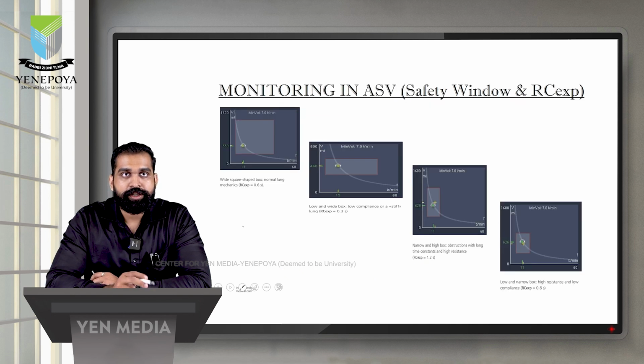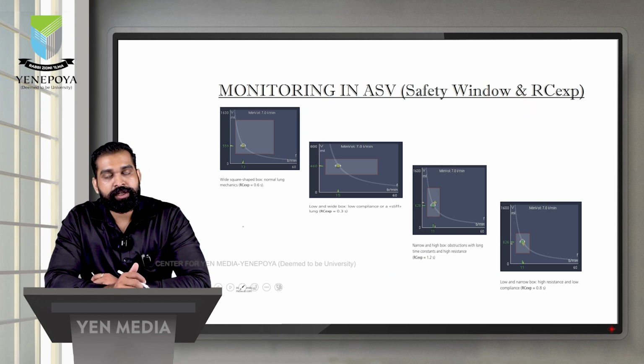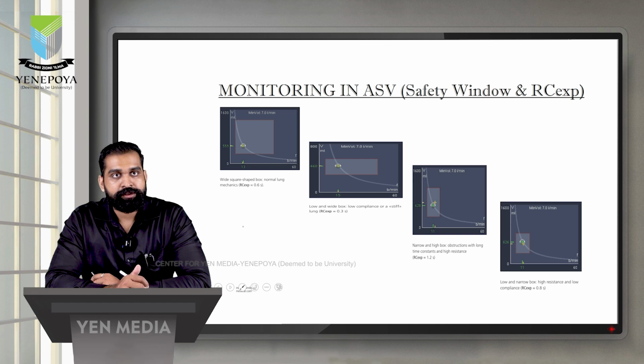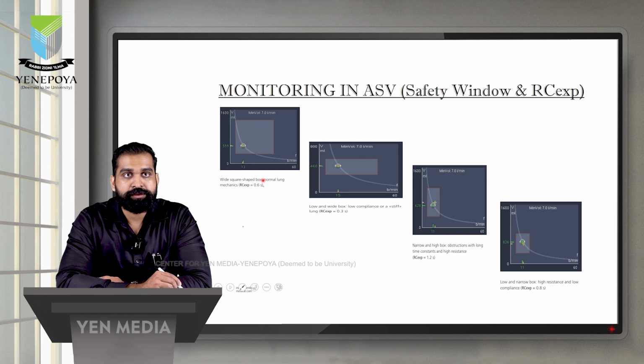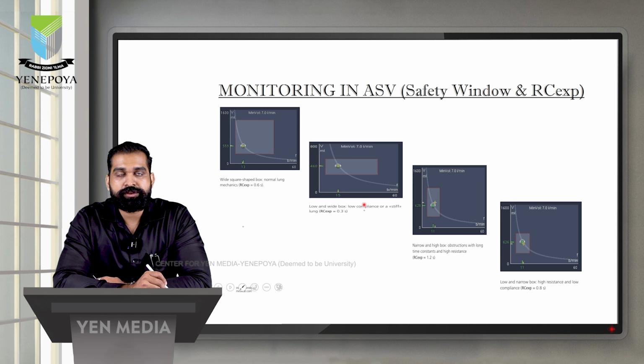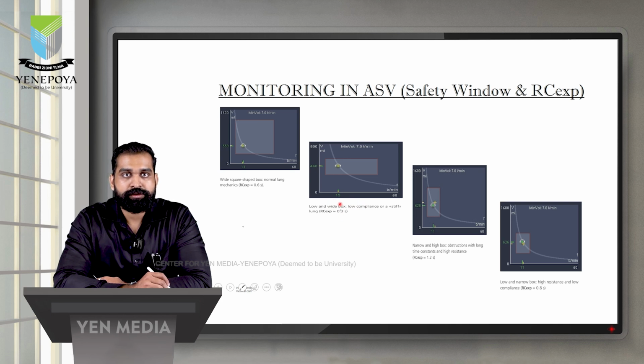So by using the lung safety window and its shape, along with the expiratory time constant, you will be able to understand the respiratory mechanics of the lung at a glance. If you have a wide square-shaped box, you're ventilating a patient with normal lung, and you can also see the expiratory time constant is at 0.6. If you have a low wide box, you're ventilating someone with a stiff lung, someone with a restrictive pathology. Here the expiratory time constant is 0.3. As the lung is stiff, the gas that goes in comes out really fast.